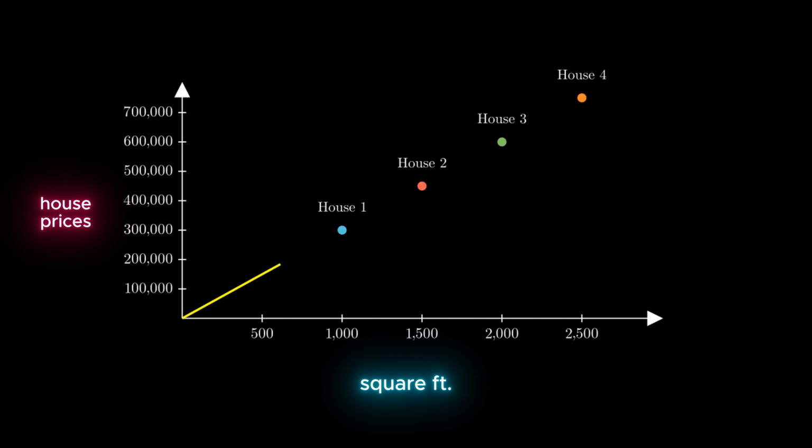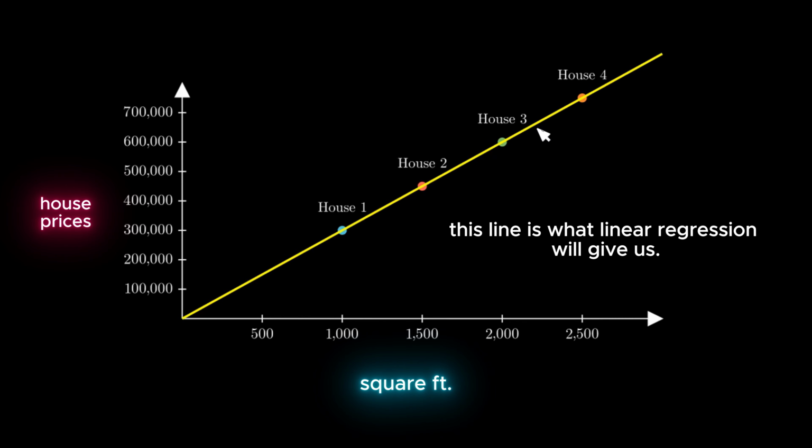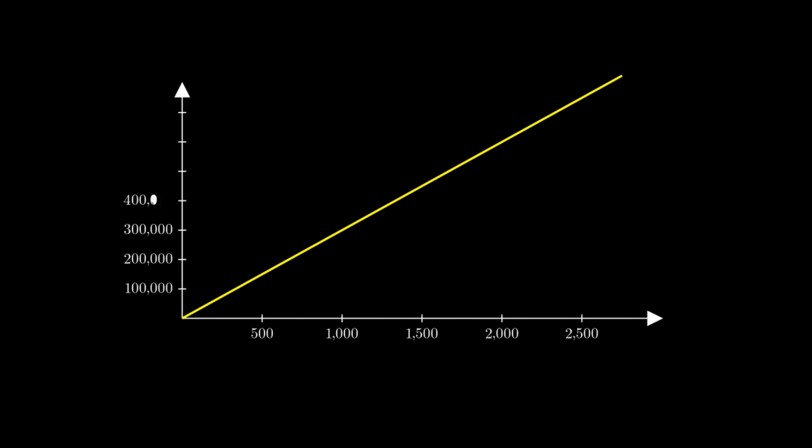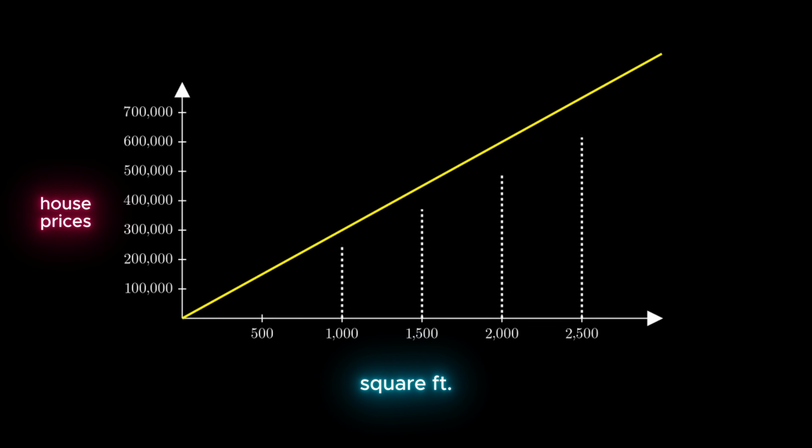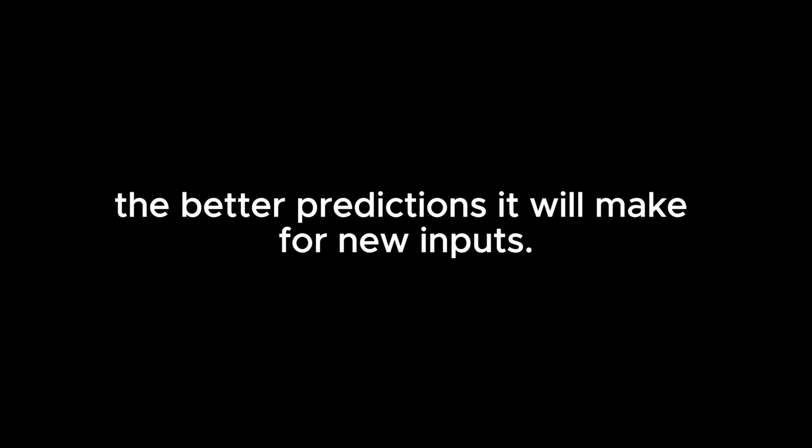If the points roughly form a straight line pattern, great news! There's a linear relationship between square footage and price. This line is what linear regression will give us, and once we have it, we can use it to make better predictions. By plugging in new square footage values into this equation, we can predict the price of a house, even if we've never seen a house with exactly those features before. The line acts as our model, and the more accurately it fits the data, the better predictions it will make for new inputs.